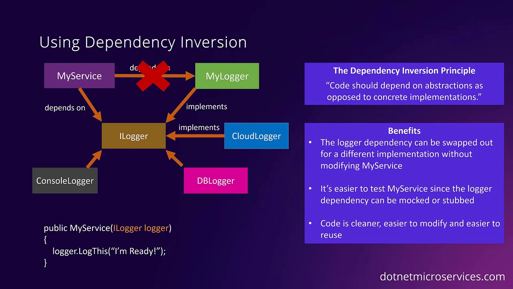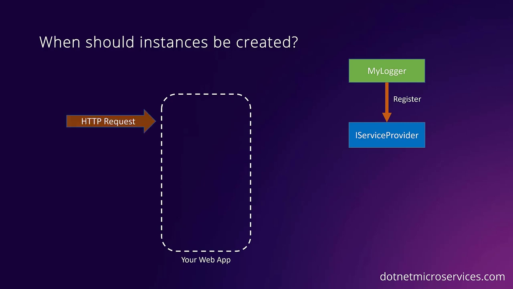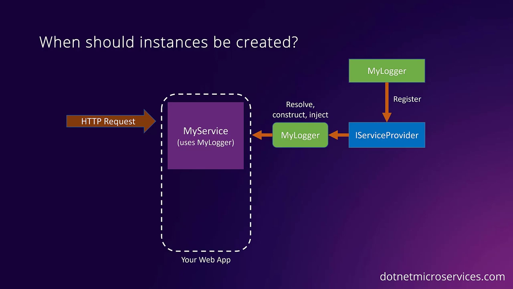Now, before we start using dependency injection in our code, there is one more important concept to understand, which is the service lifetime. We now know the basics of dependency injection in ASP.NET Core. We know that on startup, your application will register the dependencies, like MyLogger here, and later, when an HTTP request arrives, IServiceProvider will resolve, construct, and inject an instance of MyLogger into a new instance of your class, MyService in this example. What is not clear is what happens when a new request arrives.